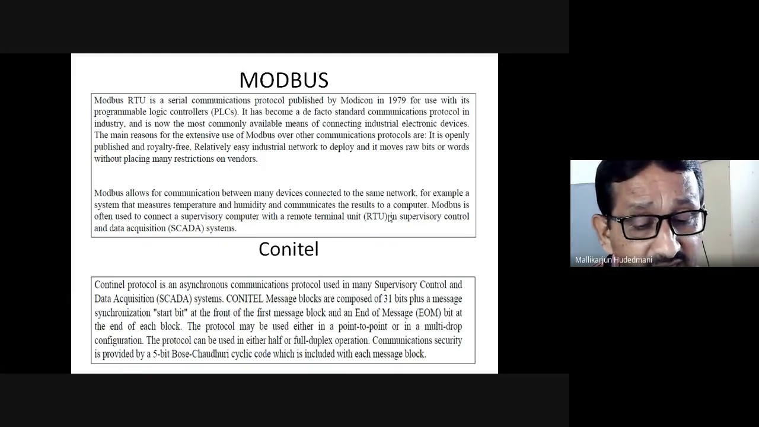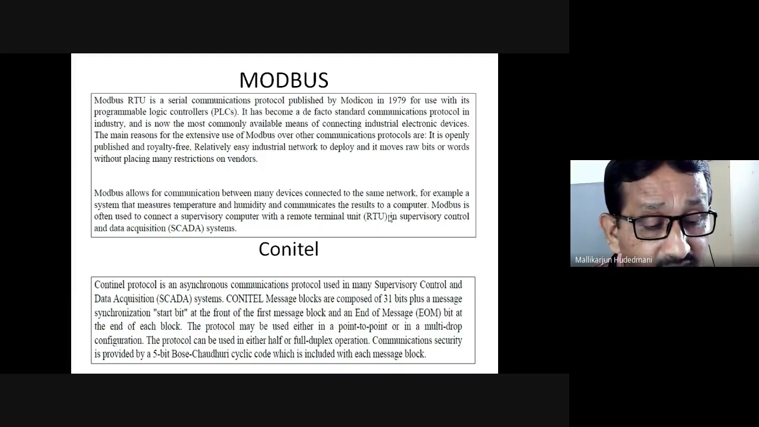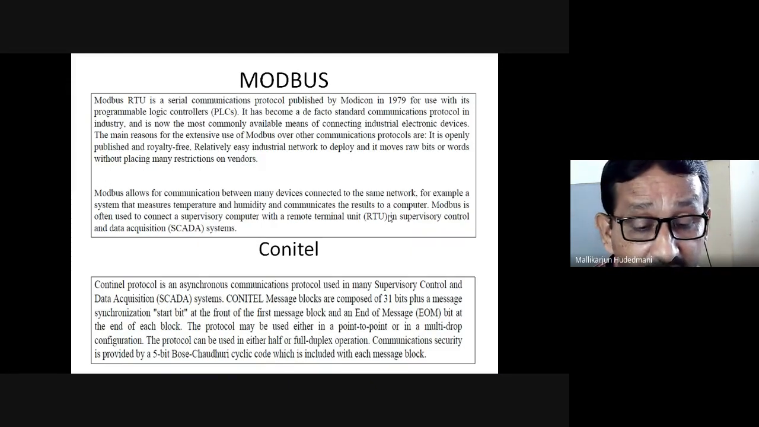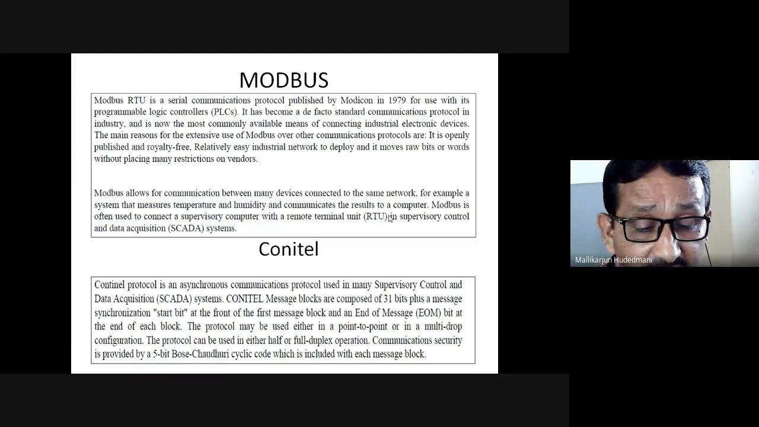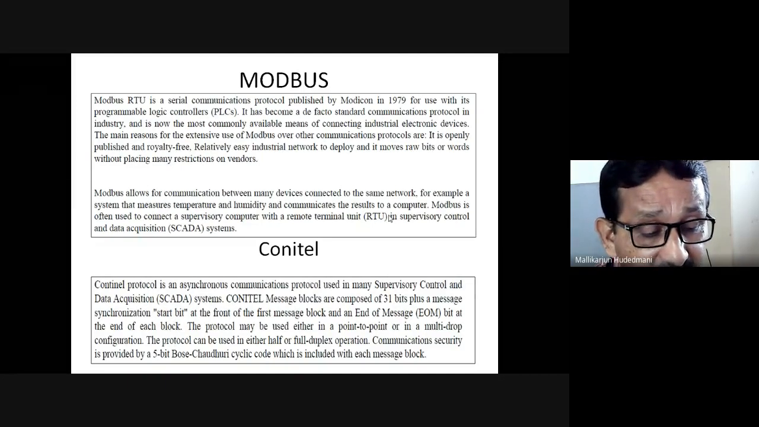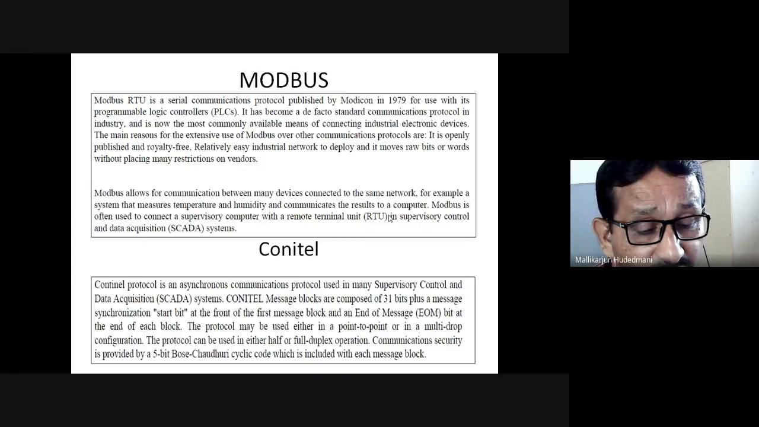Another olden days communication is Conitel. Conitel is an asynchronous communication protocol used in many supervisory control and data acquisition systems. It is used in SCADA. Its message blocks are composed of 31 bits plus a message synchronization start bit, means it is a flag to confirm the start and end of messaging. So this is a message based Conitel protocol, which is an asynchronous mode of communication.